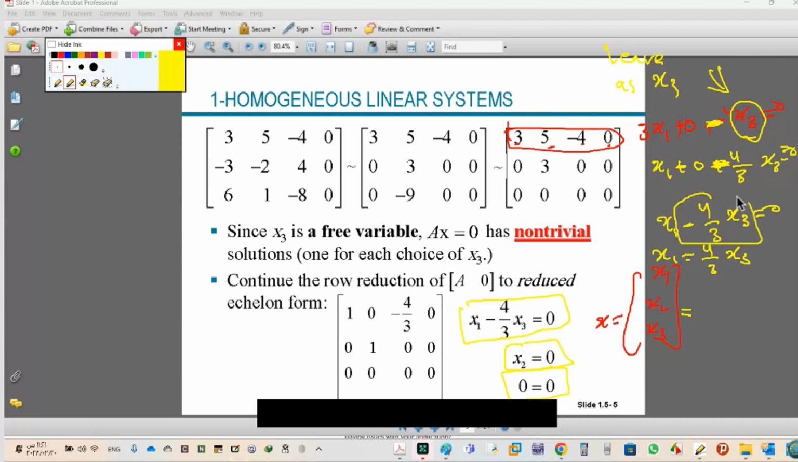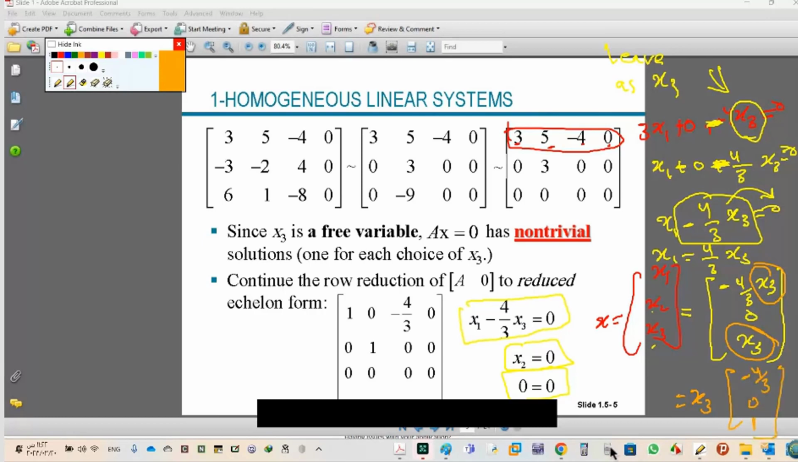Take this to another part. x2 is 0, x3 is x3. So I will write like this. See my hand. It is minus 4 over 3 x3, x2 is 0, x3 right as x3. Don't change. So I will write my answer as a function of x3. So it's x3 outside: minus 4 over 3, 0, and this is 1. This form is called parametric vector form.